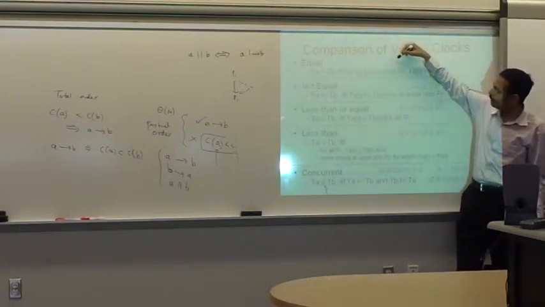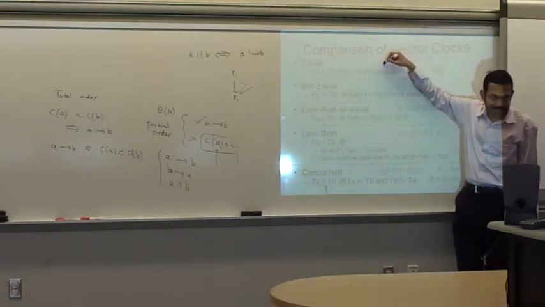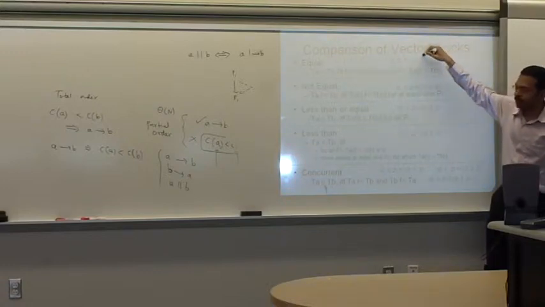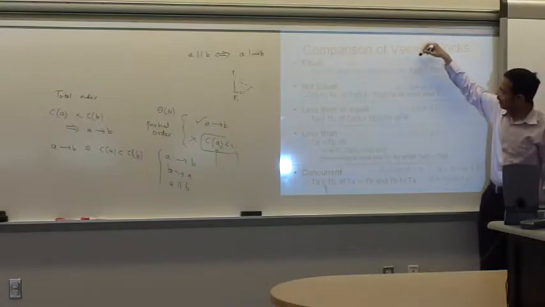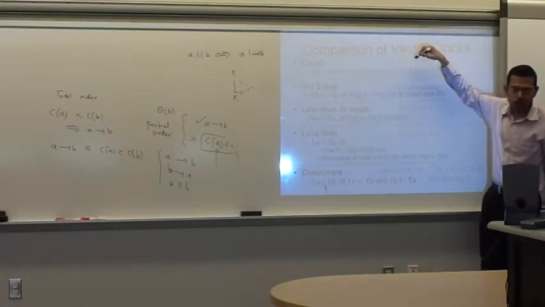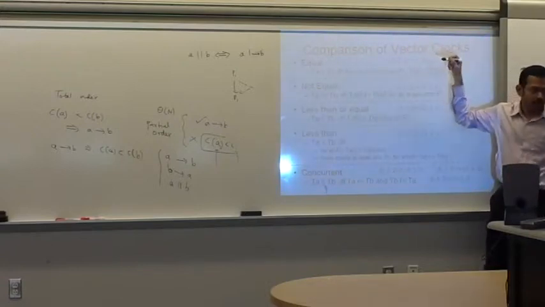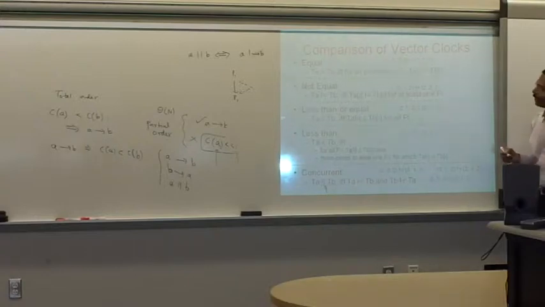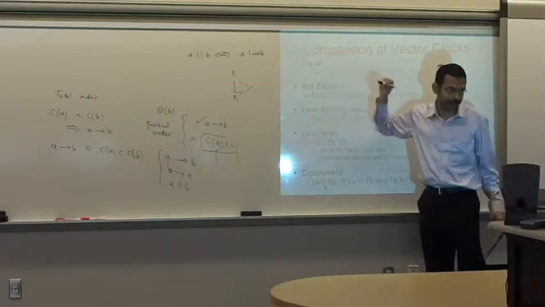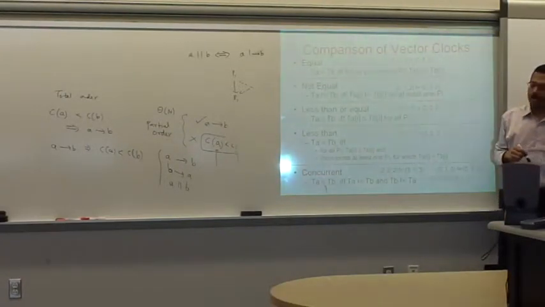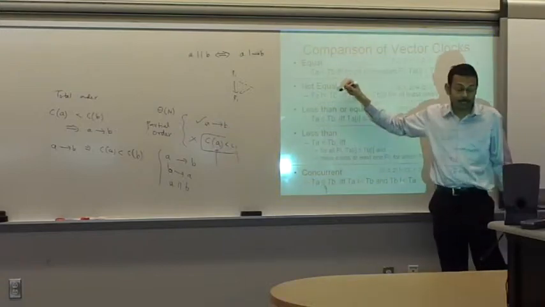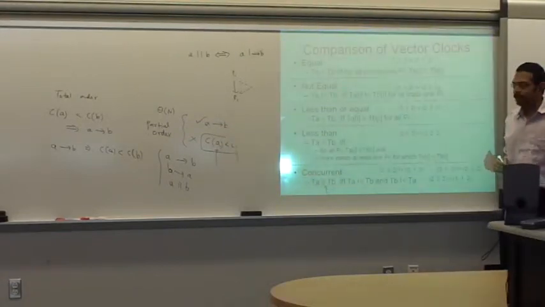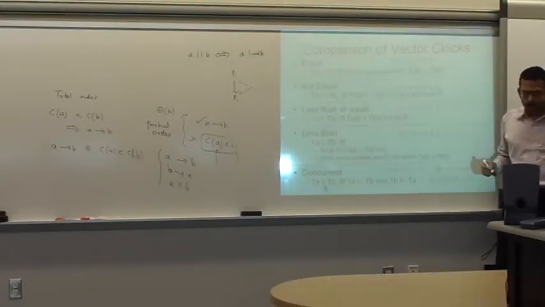So for example, if this is the timestamp of event A and this is the timestamp of event B, every entry has to be the same. This 2 is equal to 2, this 2 is equal to 2, and so on. Each entry has to be the same as in the other clock. Then we can say the two clocks are the same. Is that clear?